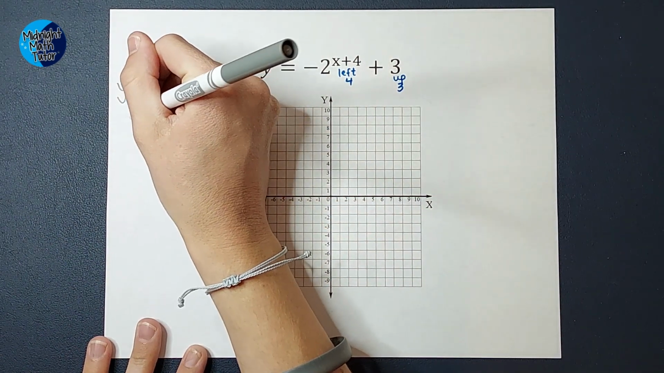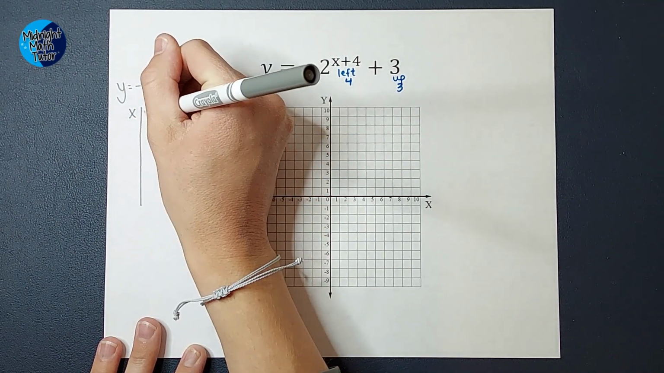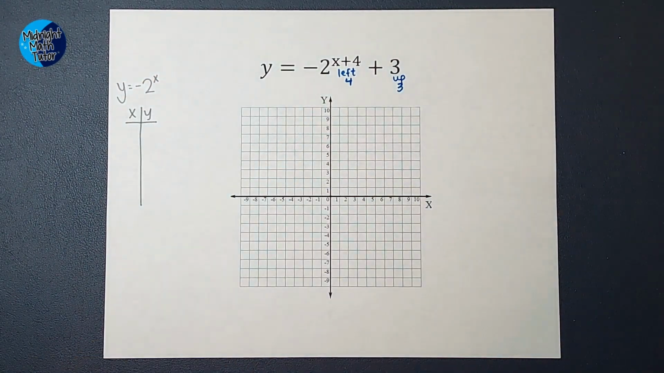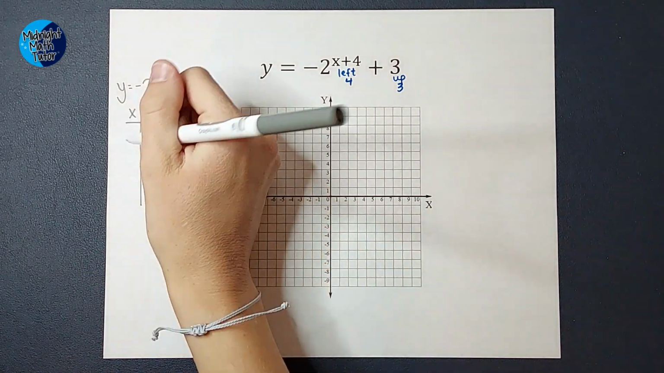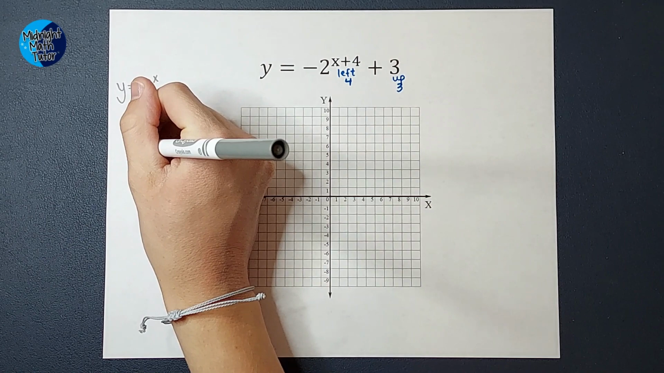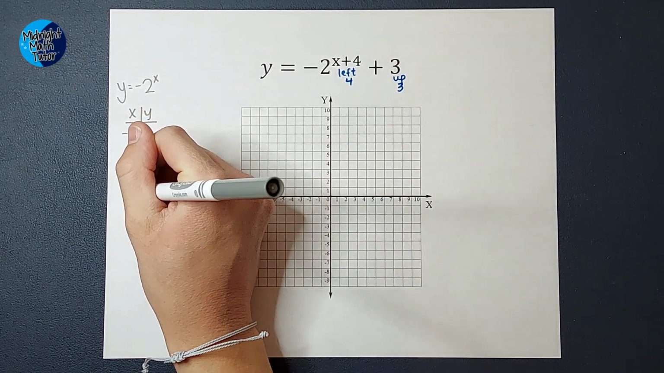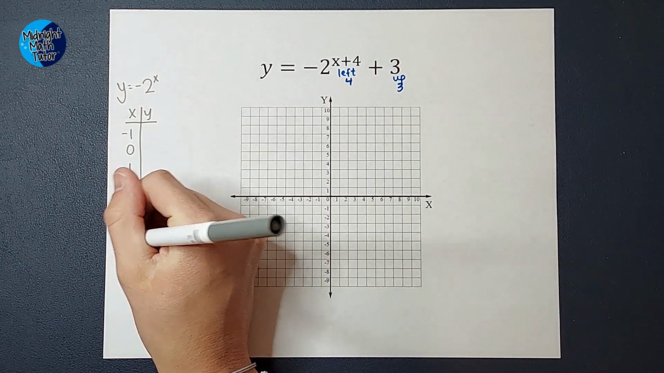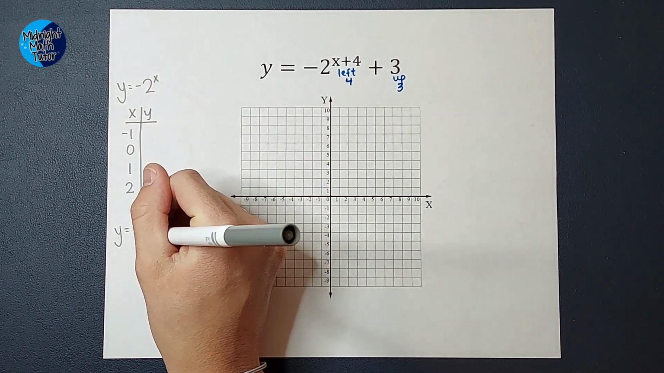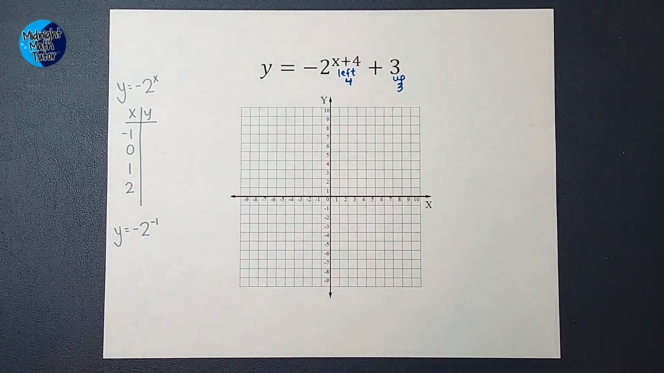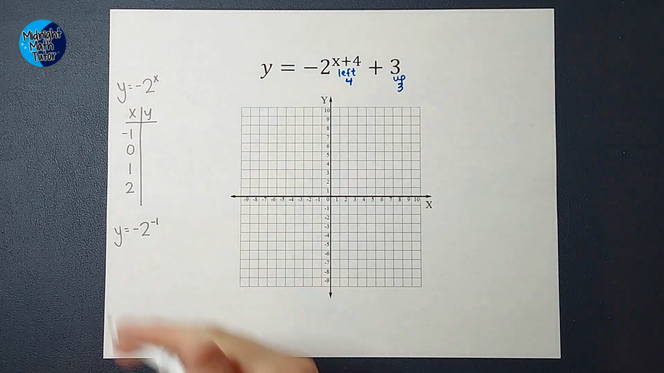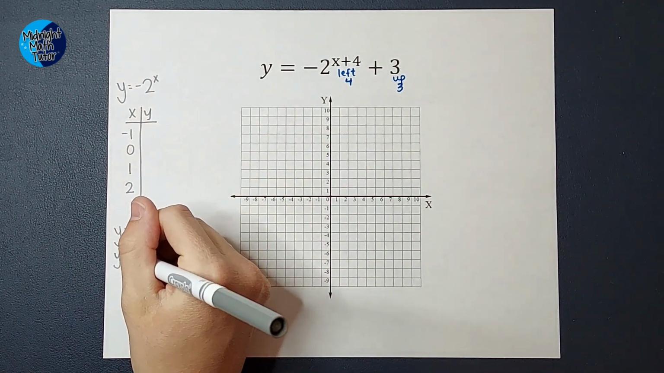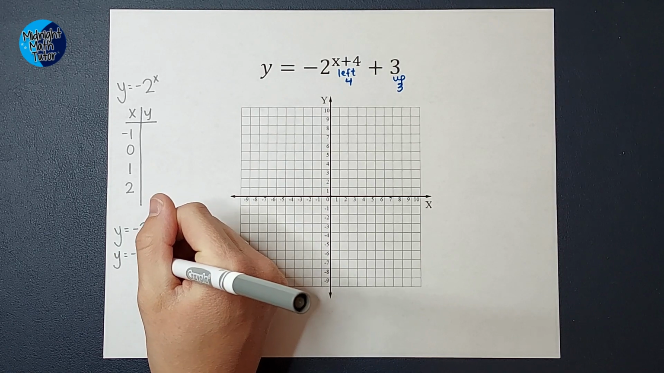So I'm going to have x and y, okay? I'm going to pick 4 points to plug in: -1, 0, 1, and 2. Let's first plug in -1. So I'm going to have y equals -2 to the power of -1, okay? When I have a negative exponent, I'm going to move it from the numerator to the denominator, right? So that'll end up being -1/2.